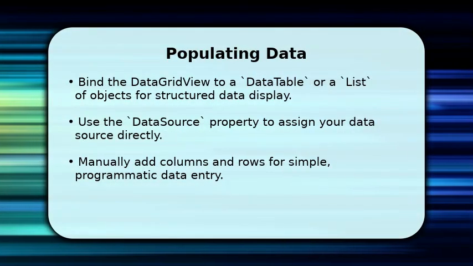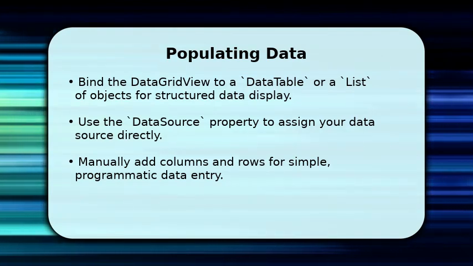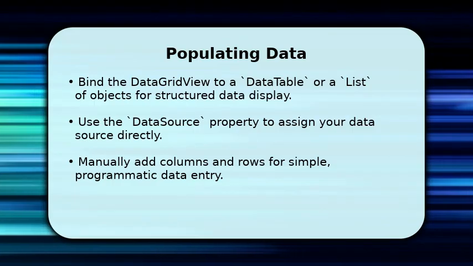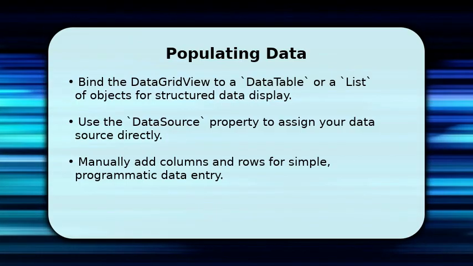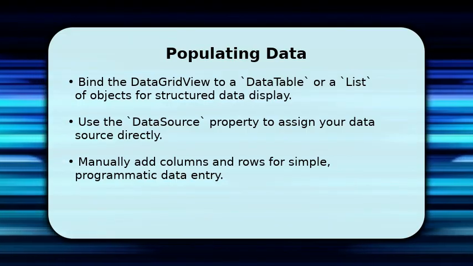Now, let's get some data into our DataGridView. The most common way is to bind it to a data source, like a data table or a list of custom objects. Simply set the DataSource property to your prepared data. For smaller, more controlled scenarios, you can also manually add columns and then populate rows one by one. This flexibility allows you to display almost any type of tabular information efficiently.